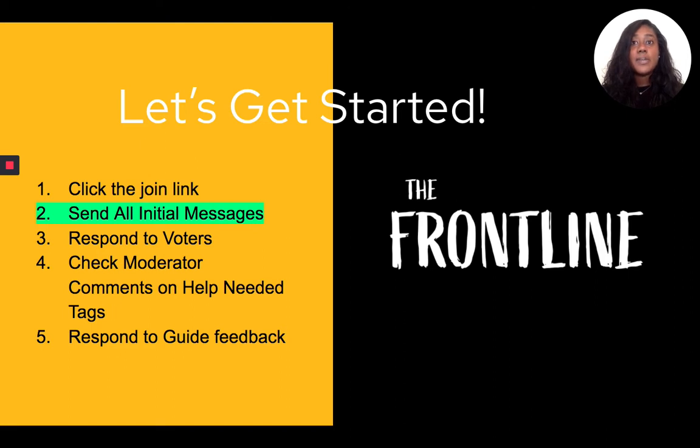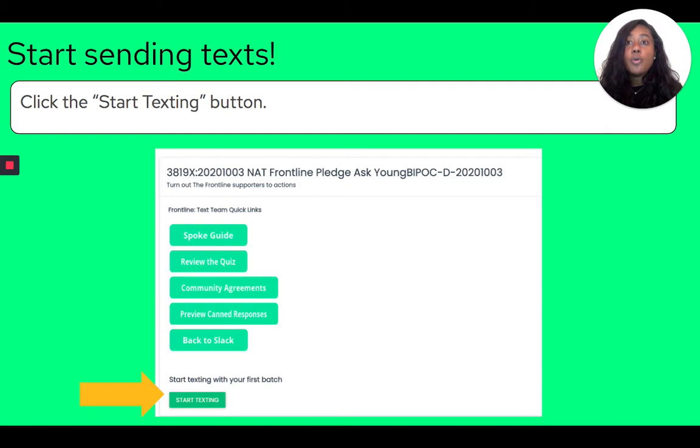Your next step is to send all of your initial messages. Your home screen on Spoke will look like this. You'll have some basic links that will help you find your way back to Slack along with other useful documents. And at the bottom, you're going to see a green button that says Start Texting. Click this to get your messages.